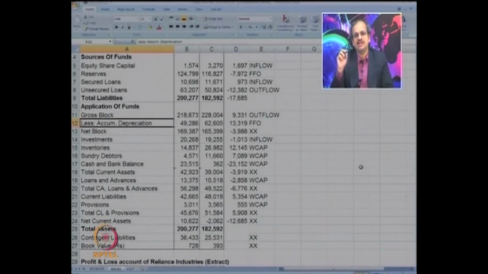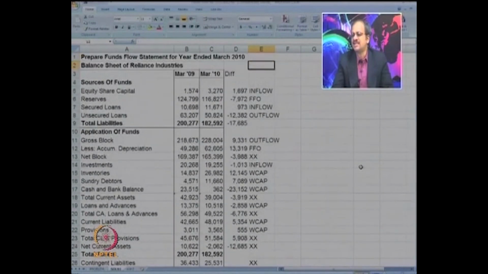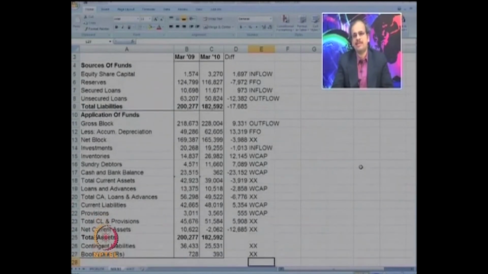Accumulated depreciation is charged or adjusted from the profit and loss account, so it is an item of fund from operations, so we have marked it as FFO and so on. The items which were not to be considered have been marked as XX. For example, net block. Then some items like inventories, debtors, cash are marked as W cap because they represent the changes in working capital.